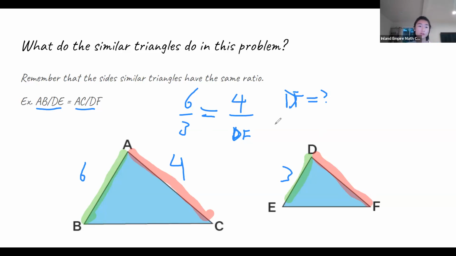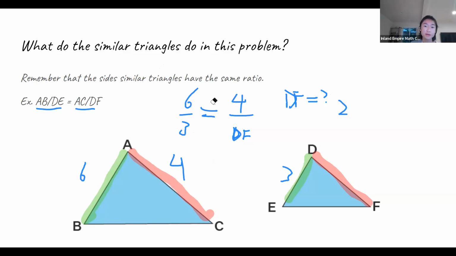All right, so first of all, going by our side ratio example here, 6 divided by 3 is equal to what? 6 divided by 3 is equal to 2. And now we need to find 2 is equal to 4 divided by something, right? So 4 divided by what equals 2? 2. So you can find that DF is equal to 2.